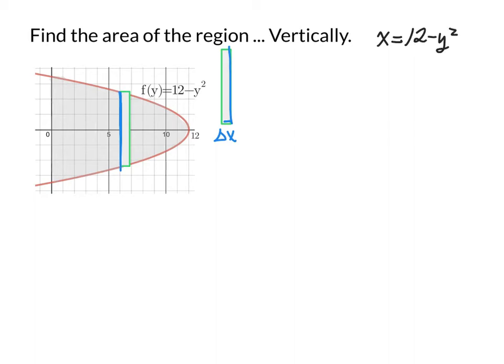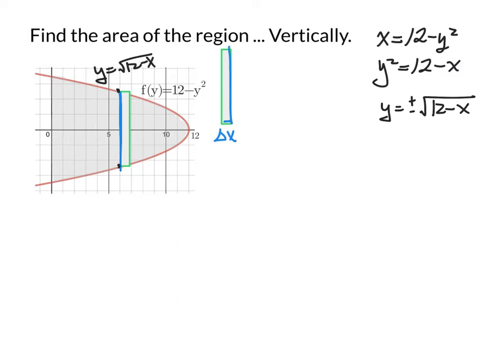Now we can rearrange this. It's not that bad. We can add y squared to both sides and subtract x from both sides. Then get y alone by taking the square root. Now remember, when we take the square root of that, we're left with plus or minus the square root of 12 minus x. The reason we have plus or minus is that the top of the curve is going to be y equals the positive square root of 12 minus x, and the bottom of the curve would be the negative square root of 12 minus x.